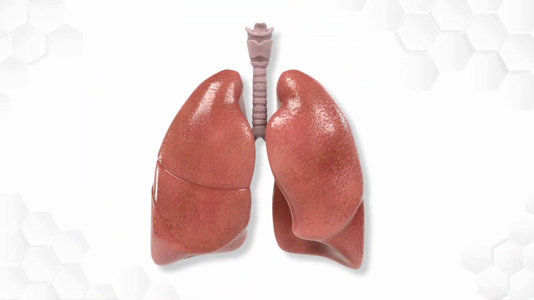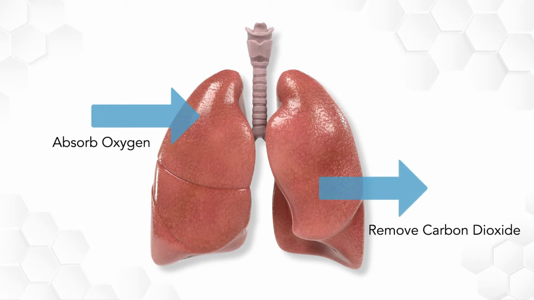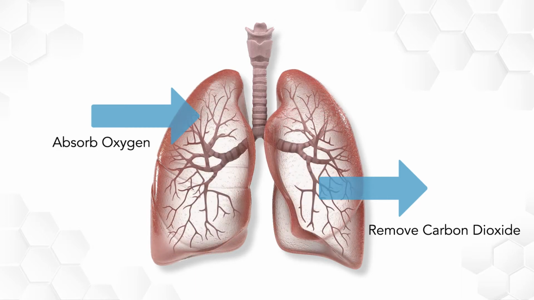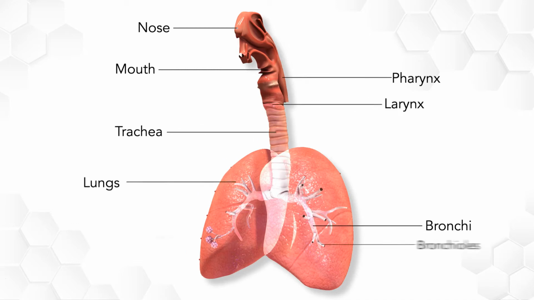The primary function of the respiratory system is to absorb oxygen from the air and remove carbon dioxide from the body through a process called gaseous exchange. This system works in tandem with the circulatory system in order to provide oxygen to all the tissues around the body, and of course, remove carbon dioxide. As well as this, the respiratory system has a role in sound production, the sense of smell, and protection from dust and microbes entering the body.